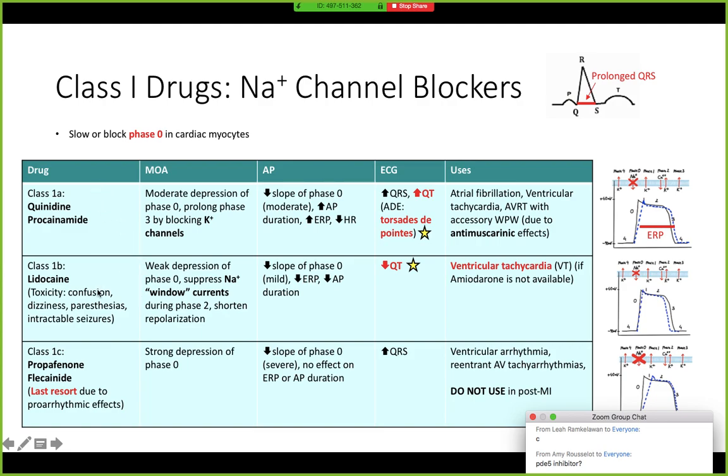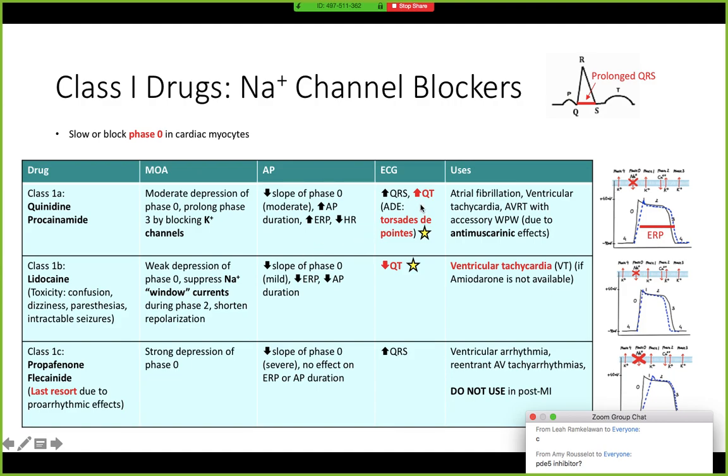Okay, so that should at least help you get a few facts about these drugs down. So 1C is contraindicated post-MI, 1B is best post-MI, and then 1A, the QDP mnemonic, was associated with the fact that class 1A can lead to torsades de pointes.